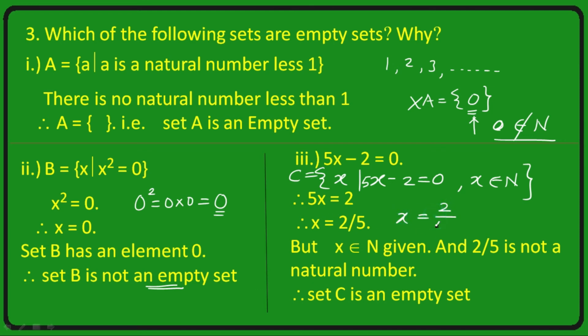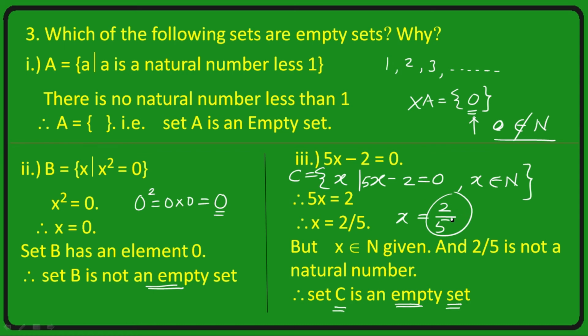Now observe that the value of x is equal to 2 upon 5, and we know the natural numbers are 1, 2, 3, 4, 5. These are the natural numbers. This 2 upon 5 is not a natural number, means it is not a member of the natural numbers. Hence C is an empty set. Note that C is an empty set because there is no natural number which satisfies this given equation 5x minus 2 is equal to 0. Hence the set C is an empty set.